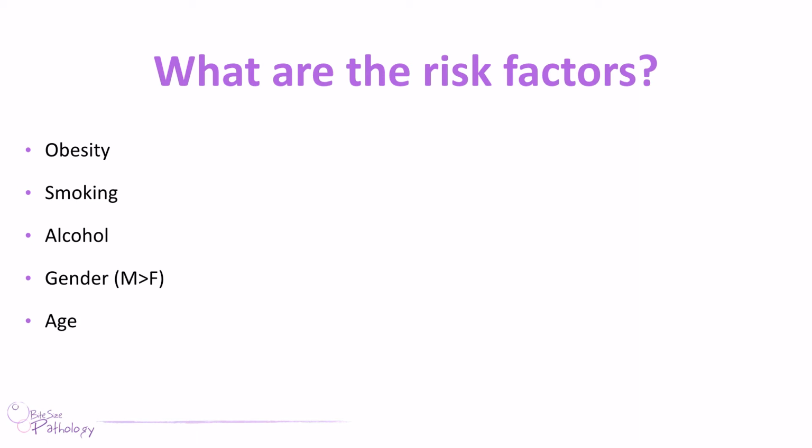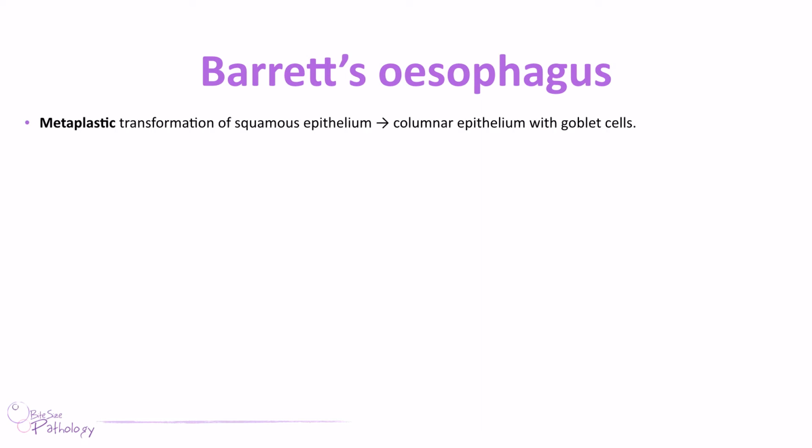But one significant risk factor that you'll come across is something called Barrett's esophagus, and I just want to spend a bit of time talking about that. So what is Barrett's esophagus? Well, it's a cellular change. In fact, it's a metaplastic transformation. So that's changing from one terminally differentiated cell type into another terminally differentiated cell type.